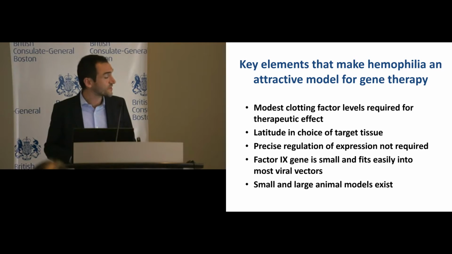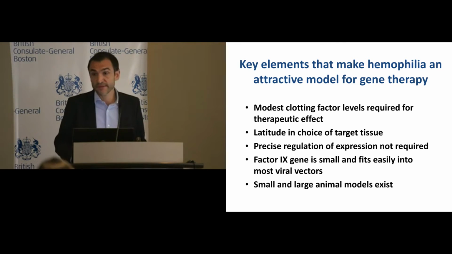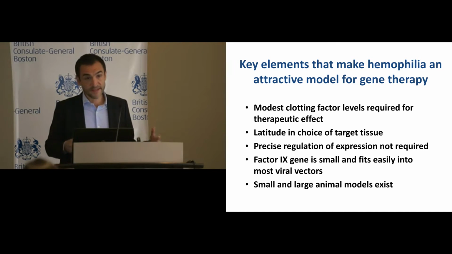Several groups also showed that it's possible to express these genes in different tissues, including muscle and liver, and really produce functional clotting factors. You don't need a precise regulation of the transgene, and in the case of hemophilia B, the cDNA that encodes factor 9 is small enough to fit in these AAV vectors. Finally, animal models were available.